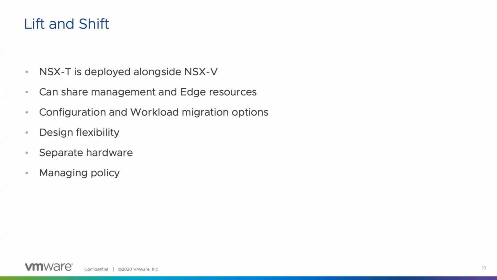So in this case, the management and the edge resources could possibly be shared if you didn't stand up a whole new vCenter with new hosts in it. And then here you have different ways that you can configure your environment and your workload to migrate. There's a lot of design flexibility. You don't have to stick with the same design that you have in NSX for V. You can maybe clean up your design or go a different direction in your NSX-T environment, and then move your workloads and resources over as you migrate slowly to NSX-T.